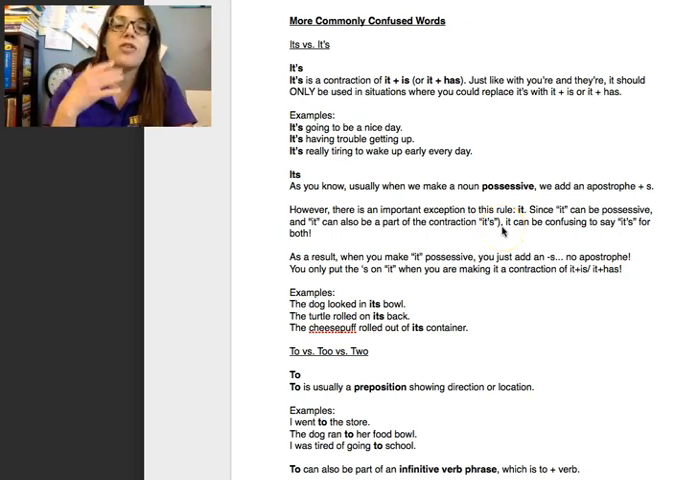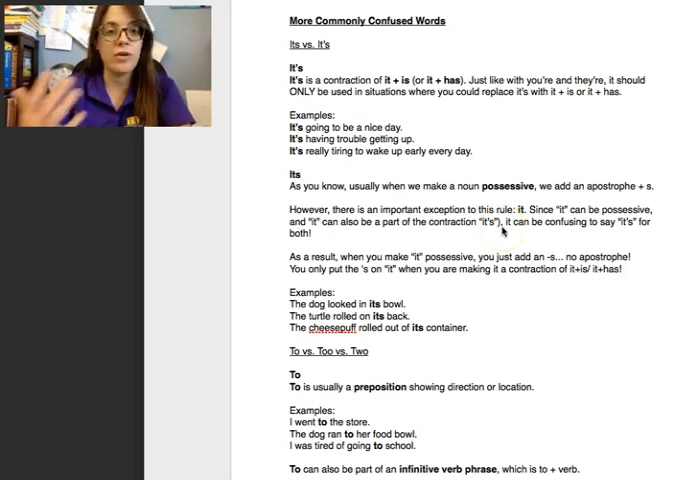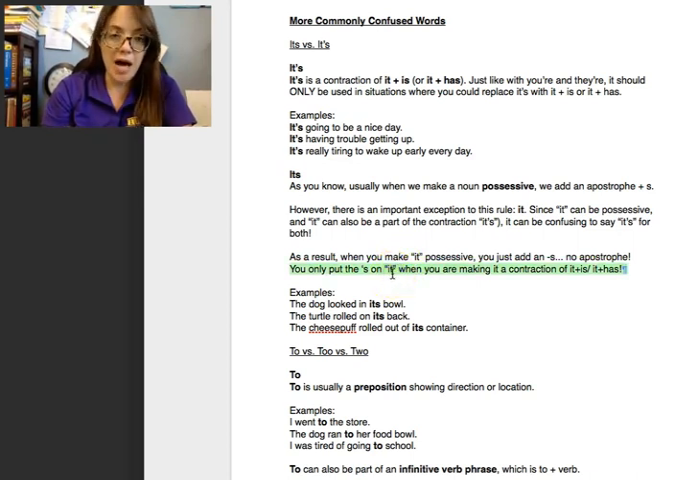All right. Since it can be possessive and it can be part of the contraction it apostrophe s, you can't just say it apostrophe s for both because that would be too confusing. So when you make it possessive, you add an s, no apostrophe. So again, you only put the apostrophe s on it's when you are making it a contraction of it is or it has. Okay, its is just possessive.